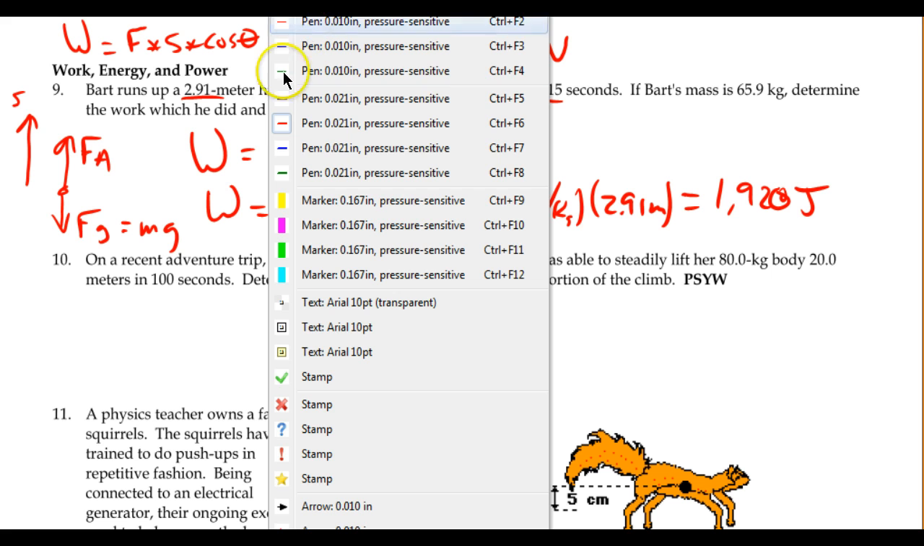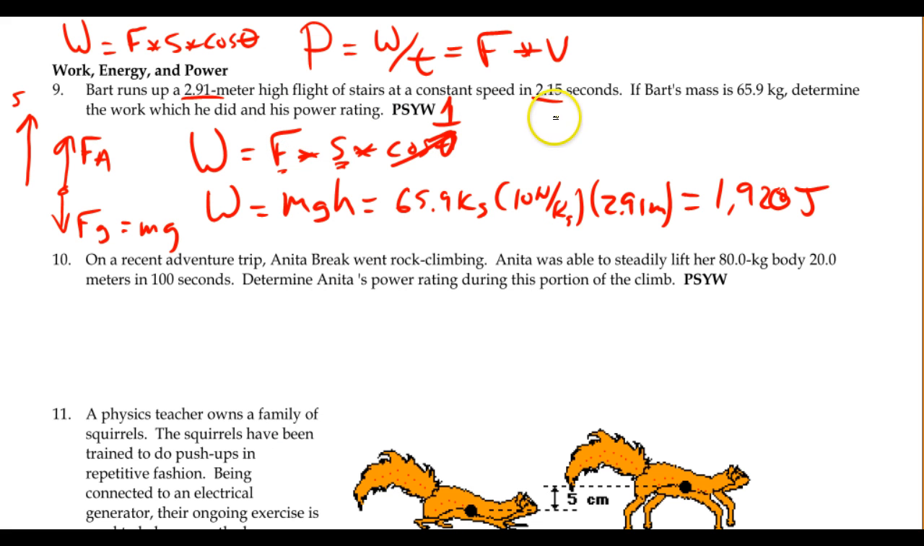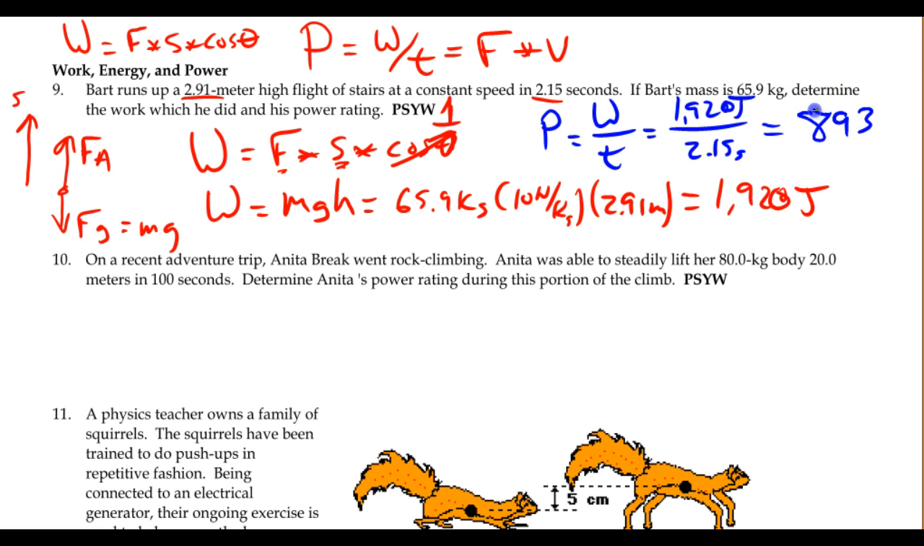Now, the power rating is simply your work divided by time. It's the rate at which you did that work. So power is going to be the work done divided by time. So 1,920 joules worth of work, and we're going to divide by the time of 2.15 seconds. 1920 divided by 2.15, and we're at 893. That's three significant figures, so we'll stick with that. 893 watts. Okay, now again, be careful. That big W there is not work. That big W right here is watts, the way we measure the power. Joules per second.